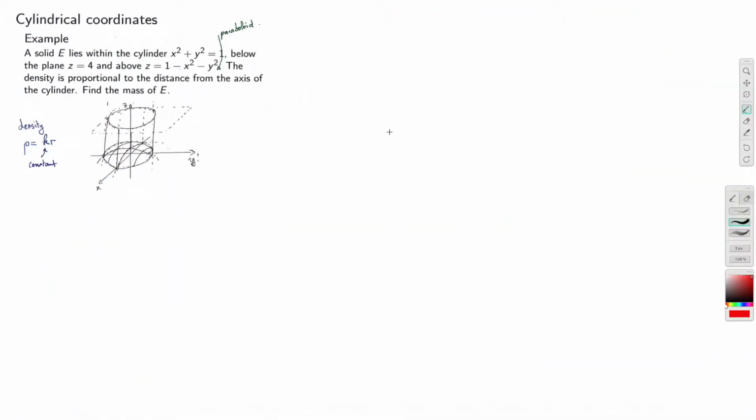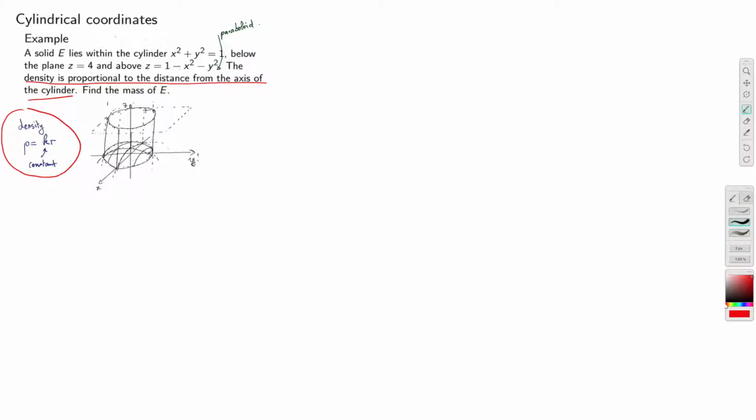Alright, so this is one of the questions he gave us in the lecture. A solid E lies within the cylinder x squared plus y squared equals 1, below the plane z equals 4, and above the paraboloid z equals 1 minus x squared minus y squared. The density is proportional to the distance from the axis of the cylinder. So that sentence is represented here, that rho equals a constant times the radius.